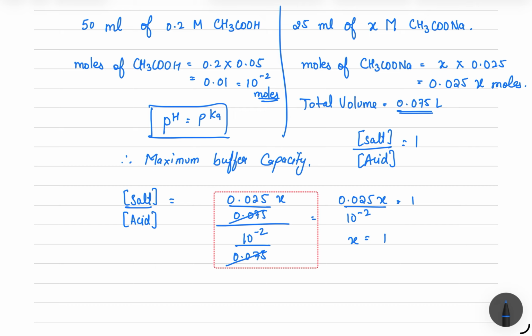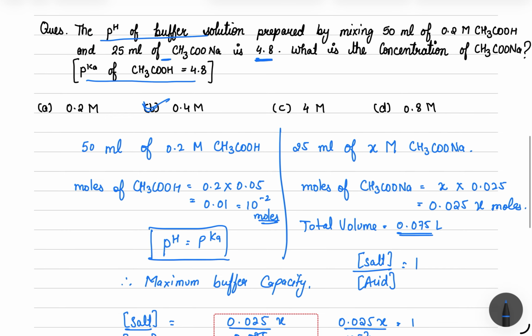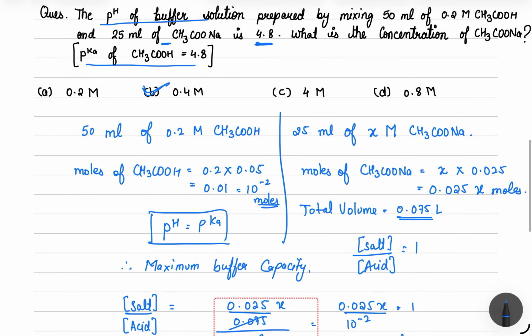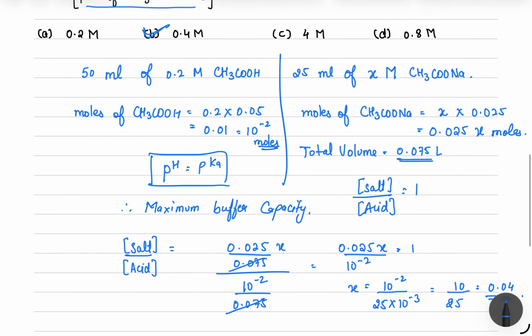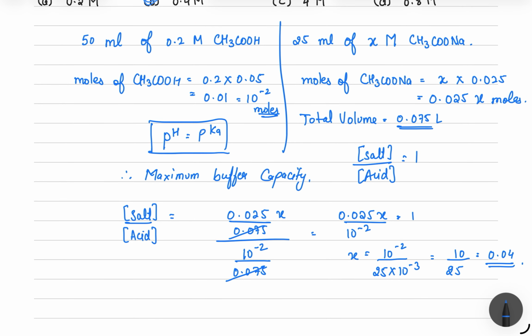So x will be equal to 10 raised to power minus 2 upon 25 into 10 raised to power minus 3, or you can write 10 upon 25. So it will come as 0.04. So which option will come? Second option will come. So in this question, basically first we need to calculate moles. Okay, we will assume the molarity of the salt is x, and at the end we have to calculate concentration of sodium acetate only, so concentration of salt only. So we will assume it as x and we will do the calculation part.